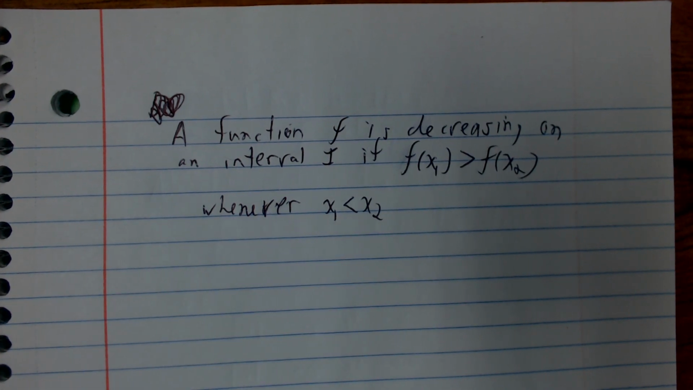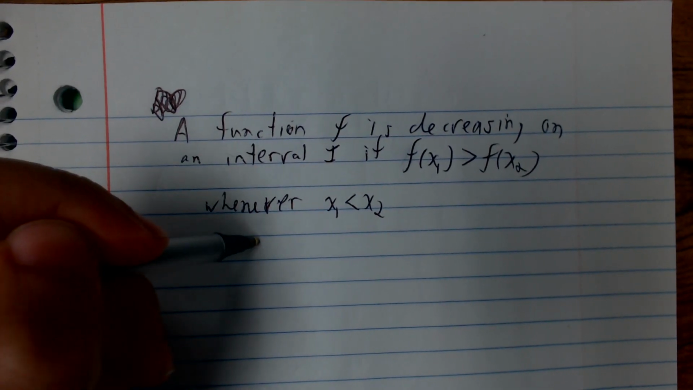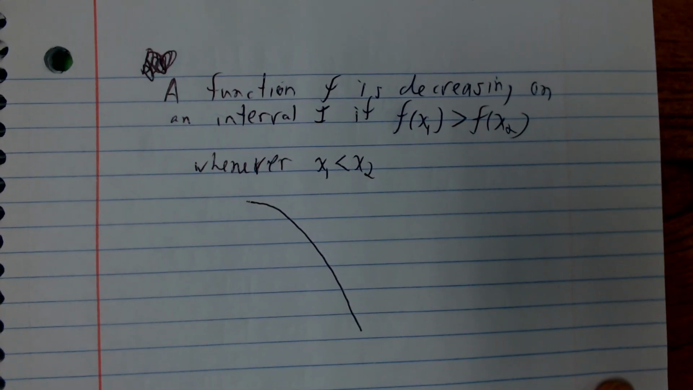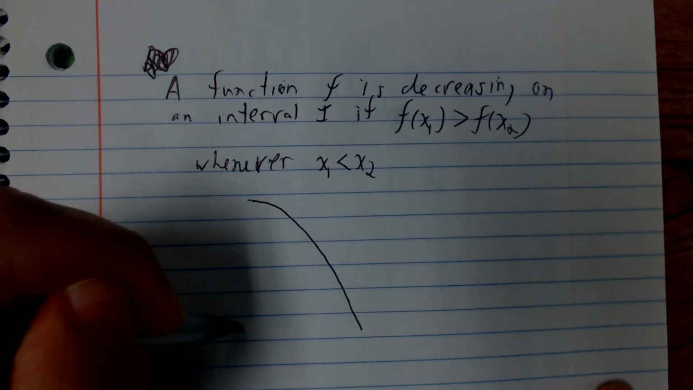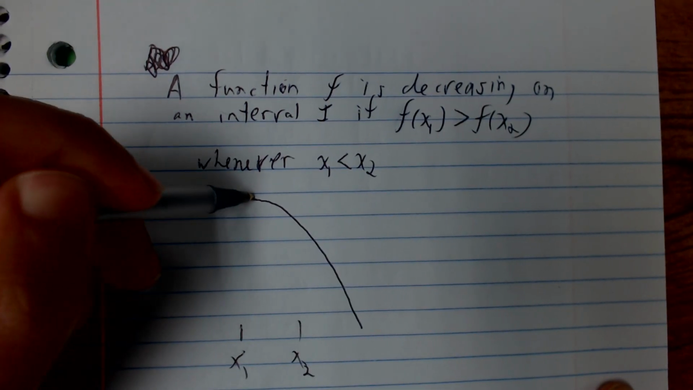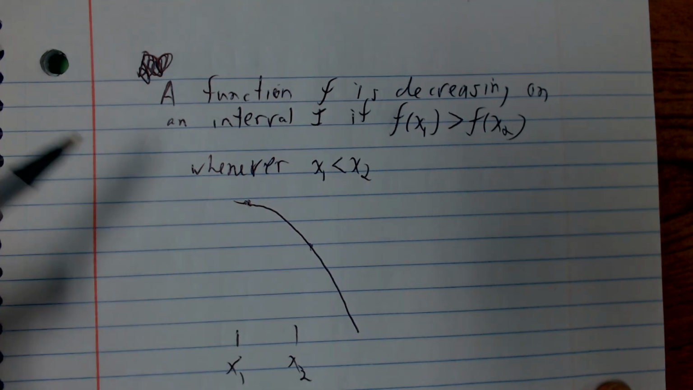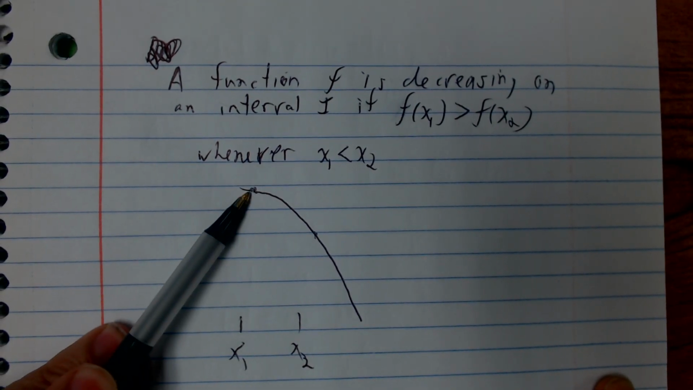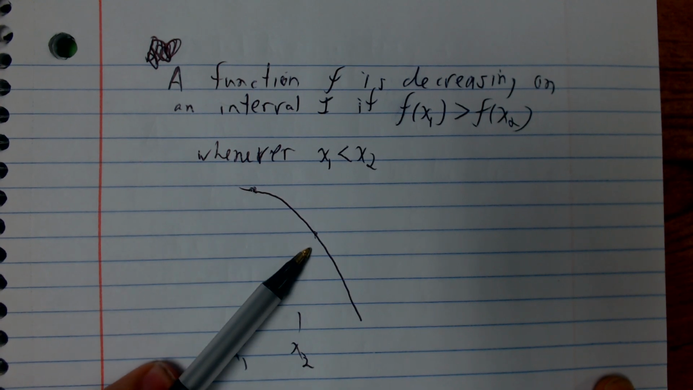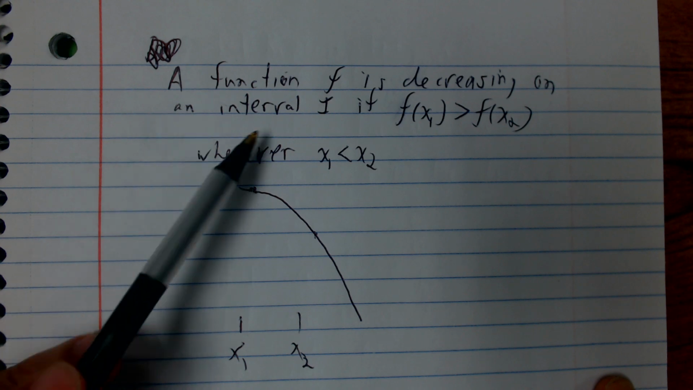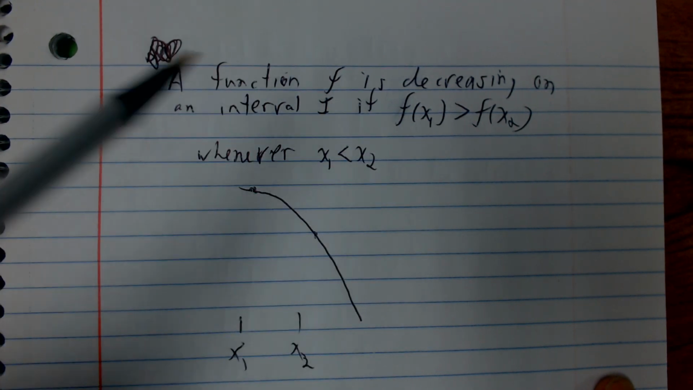Which makes sense because if a function is decreasing, as I move to the right, it's going to go downward. So what you notice is this. If this is x sub 1 and x sub 2, clearly, as I move to the right, my y values are dropping. So if x sub 1 is to the left of x sub 2, then the y value at x sub 1 should be larger than the y value at x sub 2, and that's what it means for a function to be decreasing. That's what this definition means.